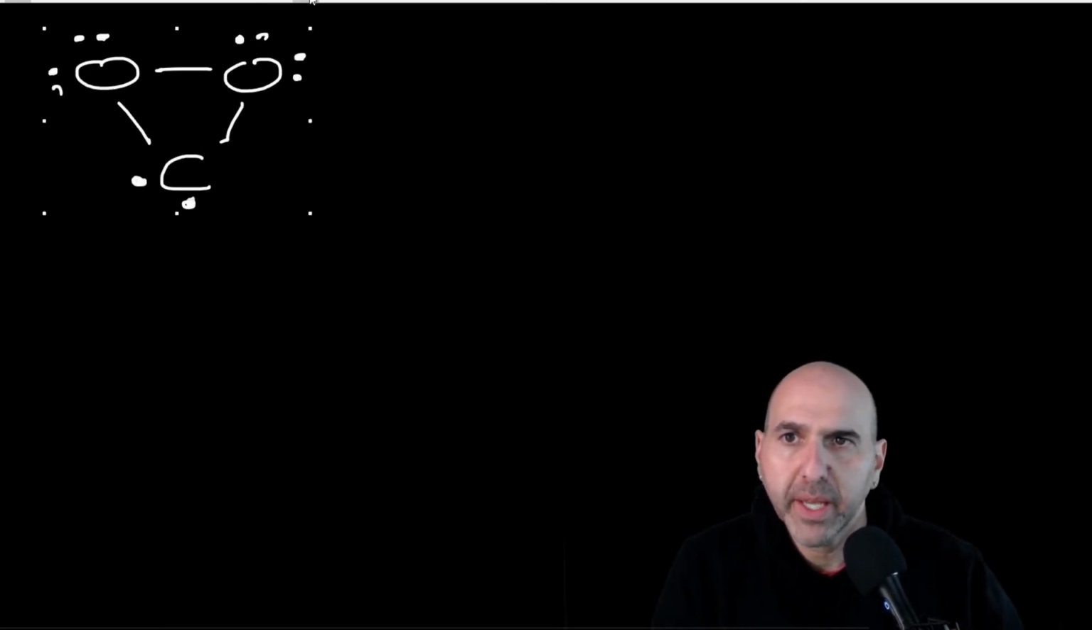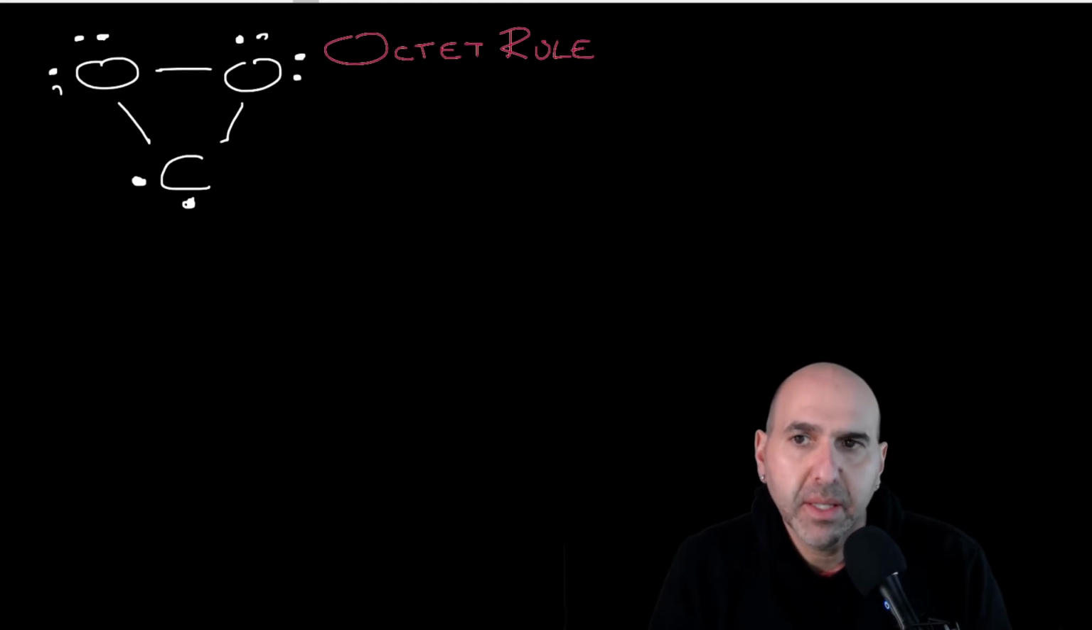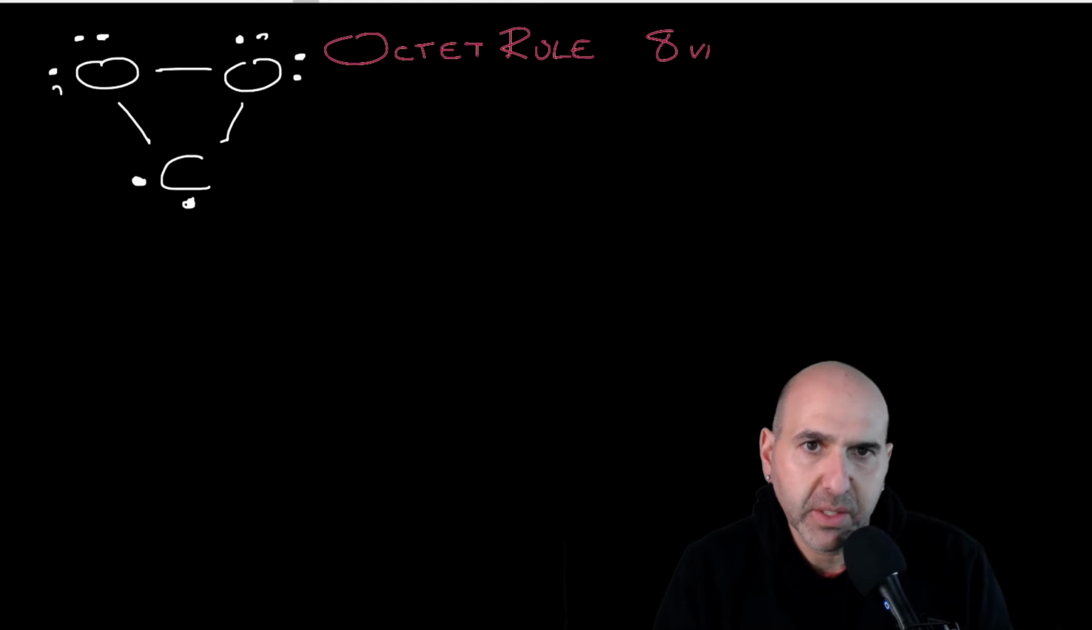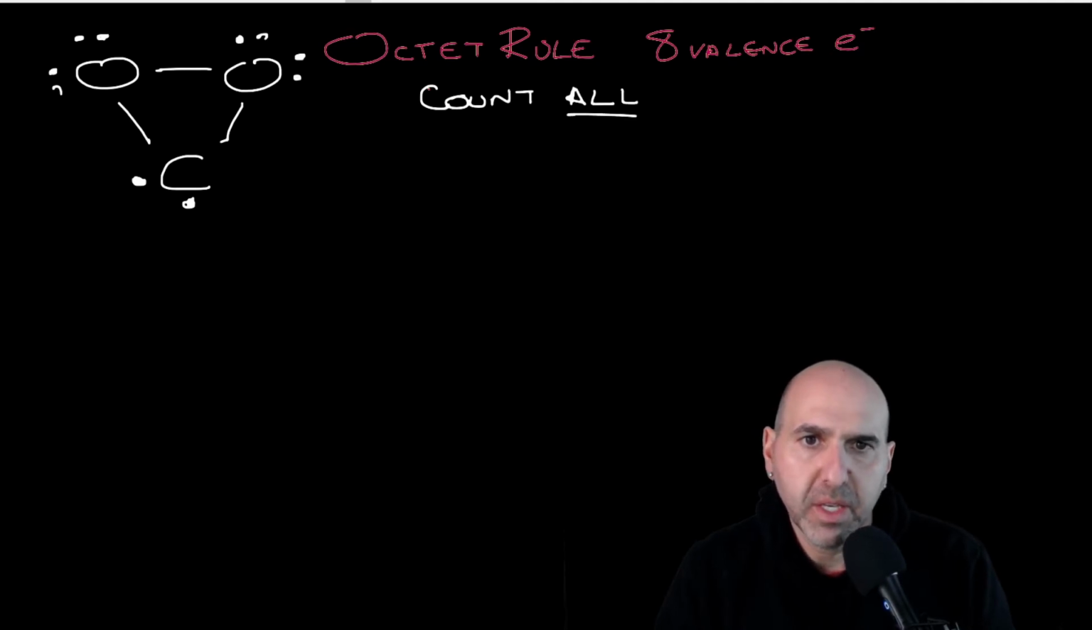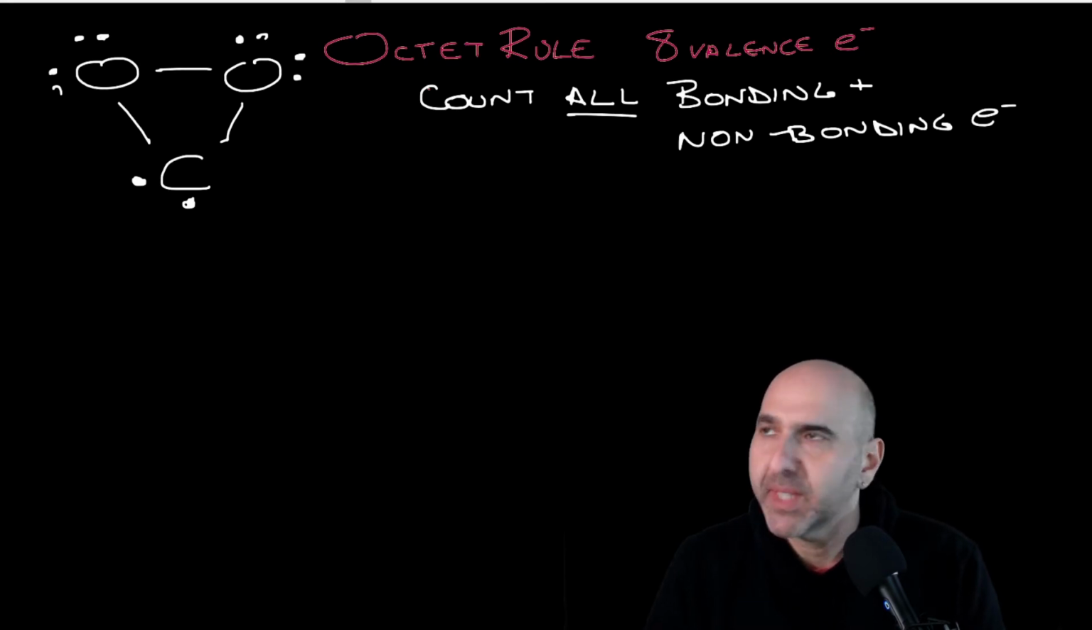All right. So the first one we're going to look at is the octet rule. The way we count for the octet rule is we're aiming for 8 valence electrons. Basically, we count all of the bonding and non-bonding electrons, and we want them to add up to 8. Now, we're going to see cases where there are exceptions, either more or less, but we'll deal with those a little later on. Right now, we're going to focus on molecules that respect the octet rule.